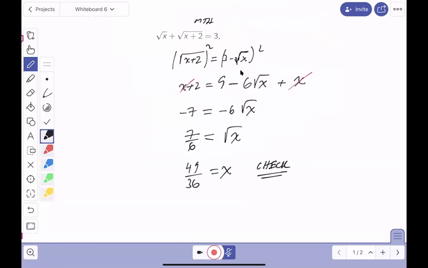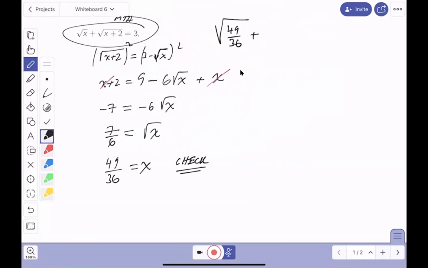So let's write this down. What do I check it against? Always the original. So what do you get? The root of 49 over 36 plus 2 equals 3. Wow, this is going to be a tough one, right? I got some work to do here.